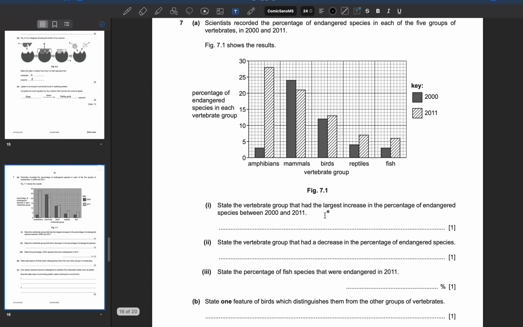State the vertebrate group that had the largest increase in the percentage of endangered species between 2000 and 2011. The one with the biggest increase between 2000 and 2011 is amphibians. The next one, state the vertebrate group that had a decrease in the percentage of endangered species. Which one had a decrease? This one increased, this one increased, this one increased, so only this one, which is mammals.